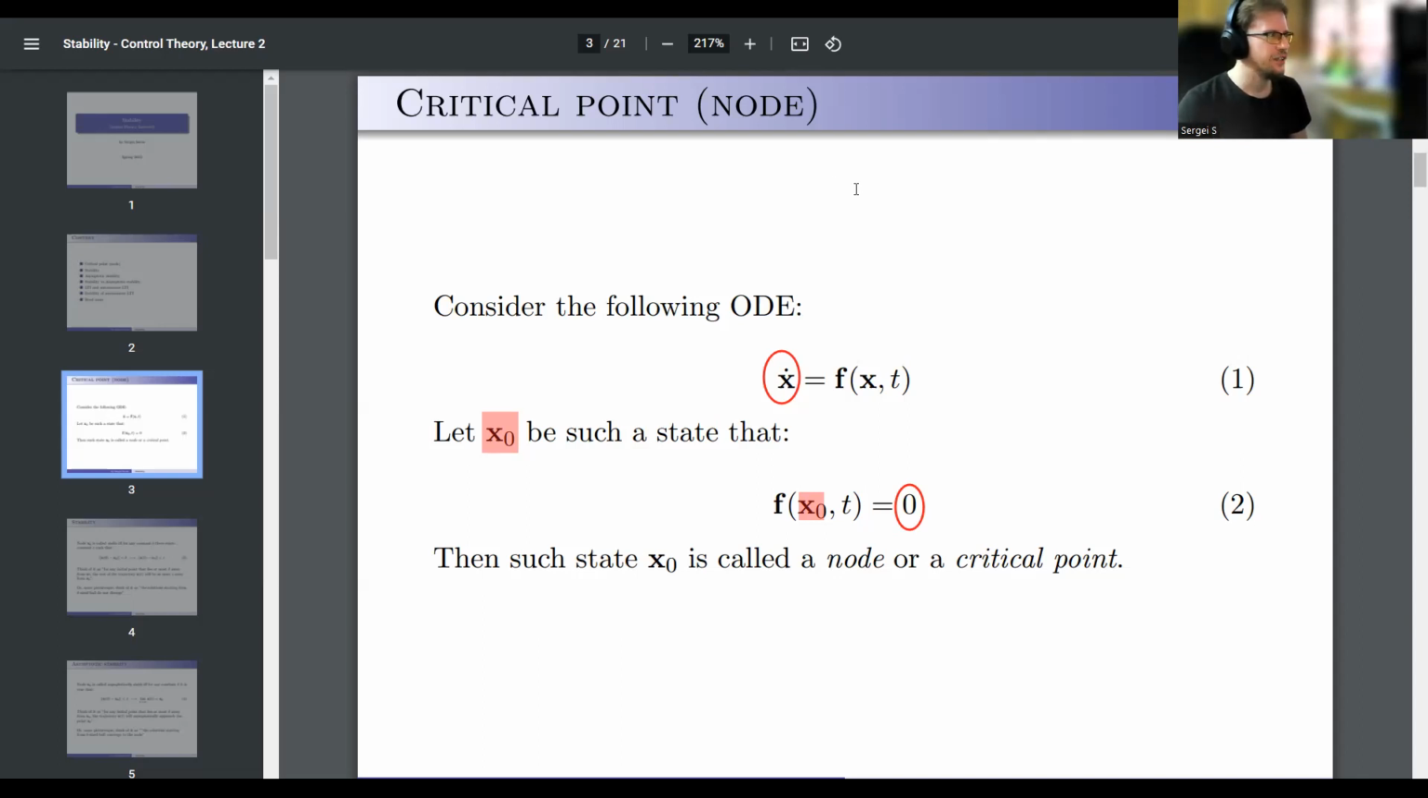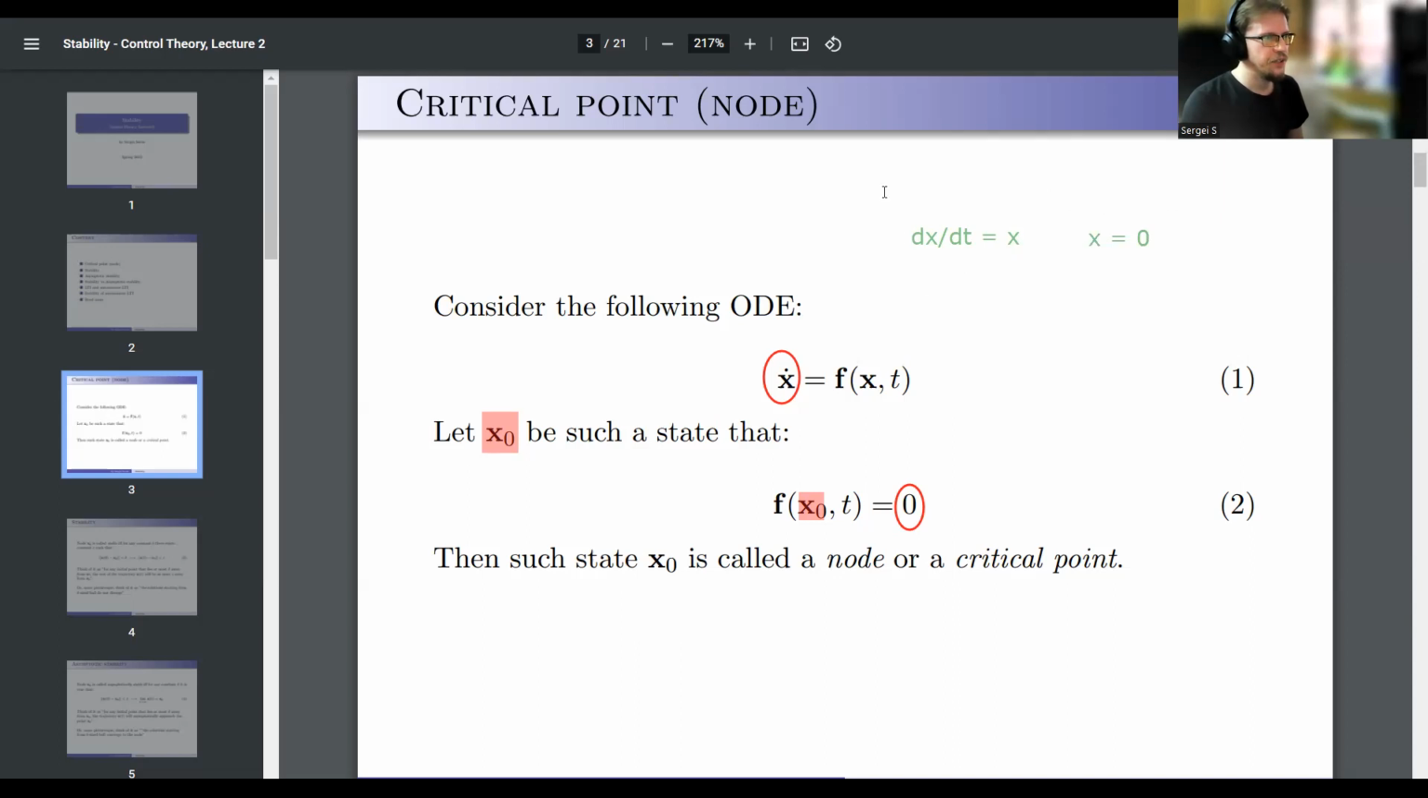So let me give you an example. Let's say dx/dt equals x. For this equation, x equal to 0 is a node.